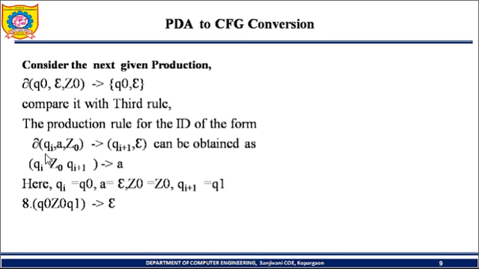Now if the production rule is this one, we need to compare it with the third rule, because here a pop operation is there. According to the third rule, Qi is equal to Q0. Now A is epsilon, Z0 is Z0, Qi+1 is Q0, and next, epsilon is there. So that is why it will be Q0 Z0 Q0 tends to epsilon.